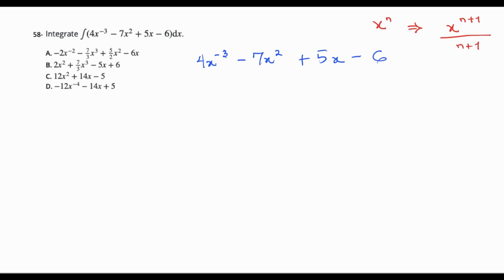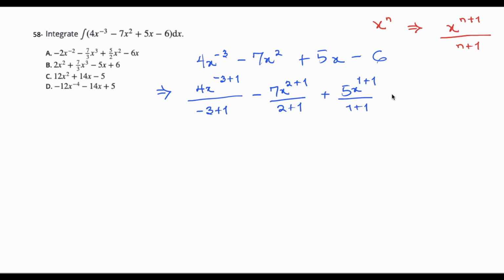So let's go. To integrate 4x raised to the power minus 3, this is going to become 4x raised to the power minus 3 plus 1, all divided by minus 3 plus 1. Then minus 7x raised to the power 2 plus 1 divided by 2 plus 1, plus 5x. Now our power here is 1 already, so that will be x raised to the power 1 plus 1 all divided by 1 plus 1.